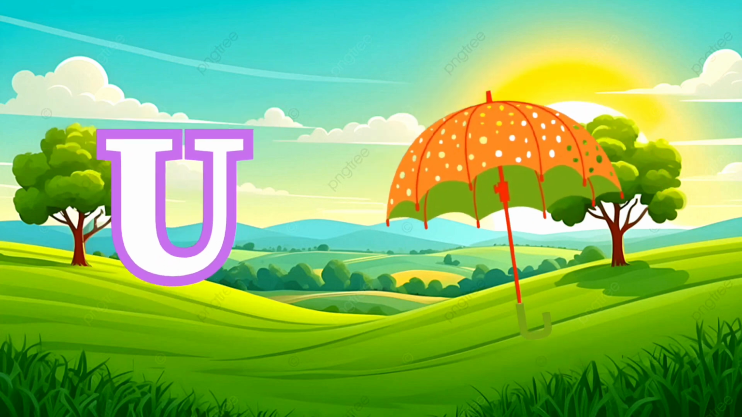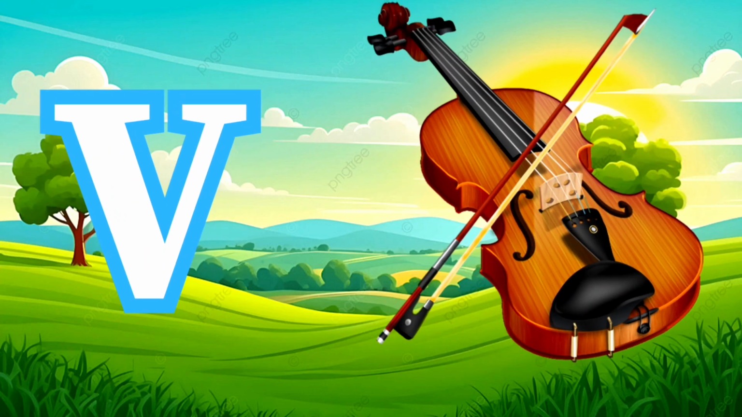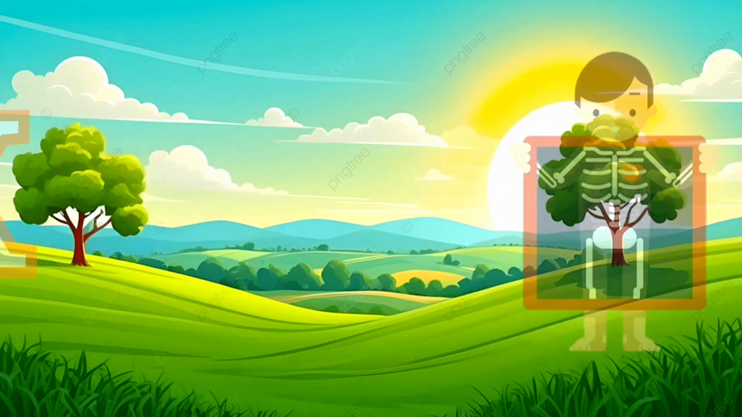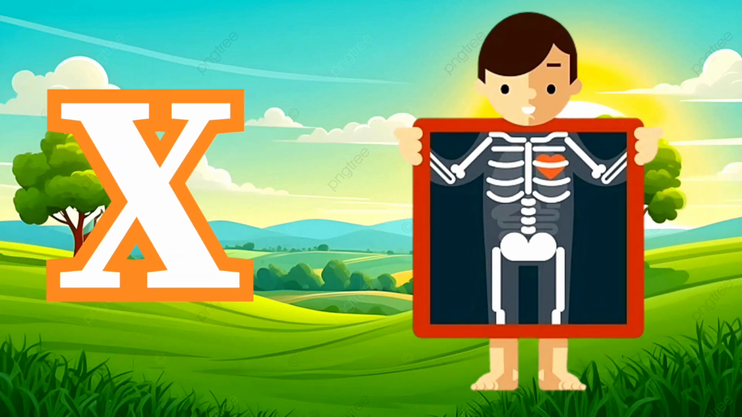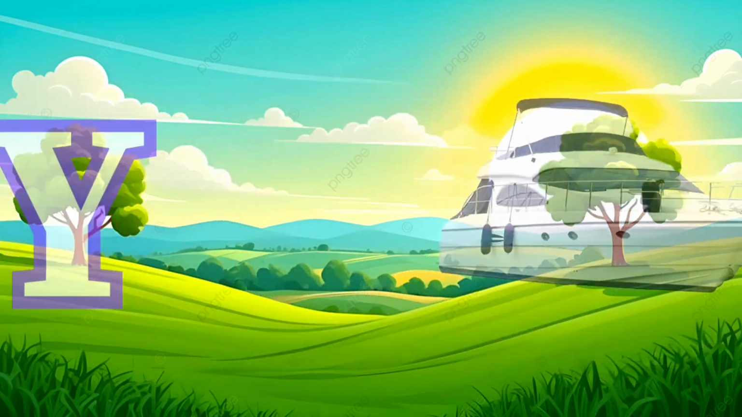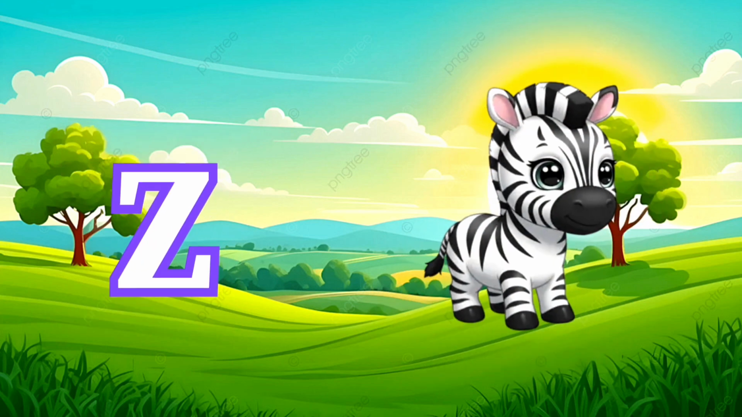U for umbrella. V for violin. W for yo-yo. W for watch. Z is for zebra. X for X-ray. Now you know your ABC. Sing again with me. Y for yacht. Z for zebra.